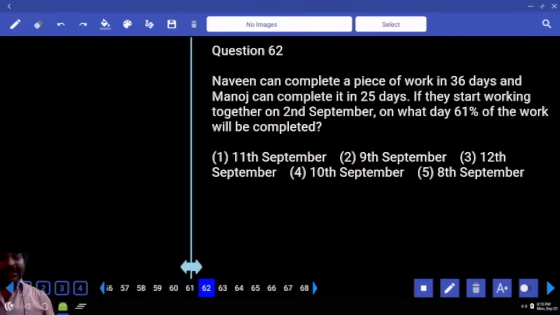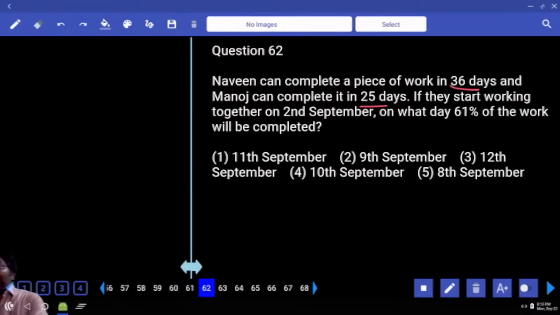Next. Naveen can complete a piece of work in 36 days. Manoj can complete the work in 25 days. If they start working together on 2nd September, on what day will 61% of the work be completed?